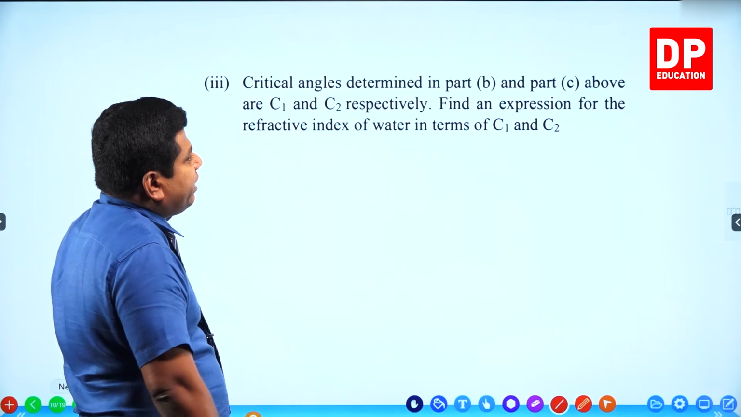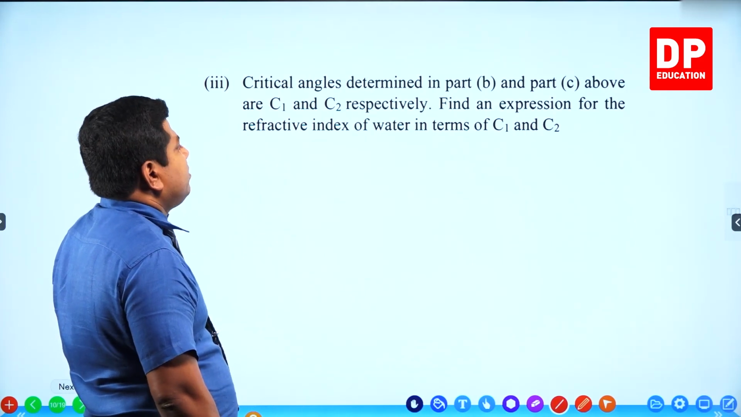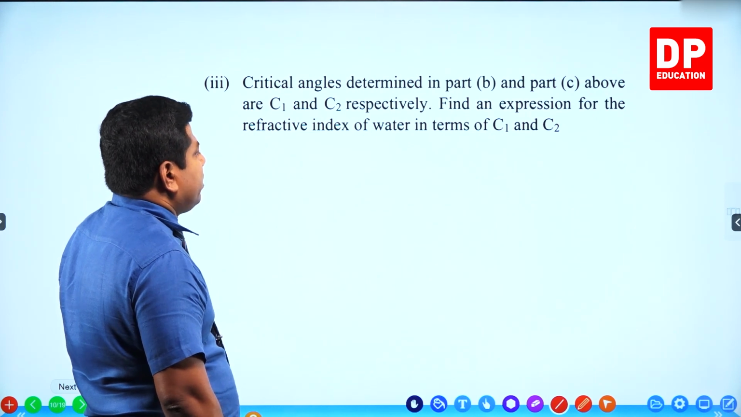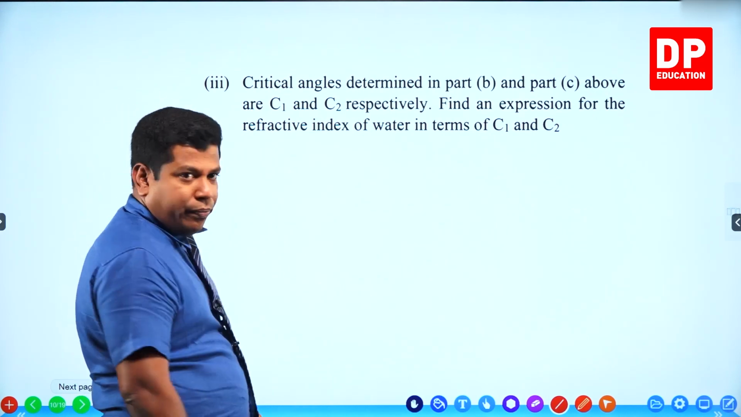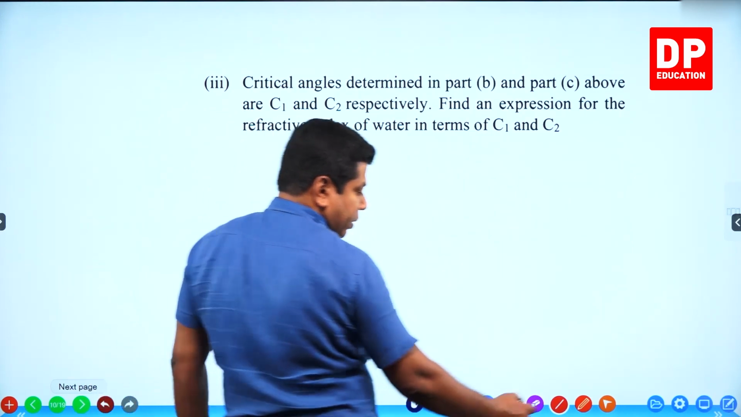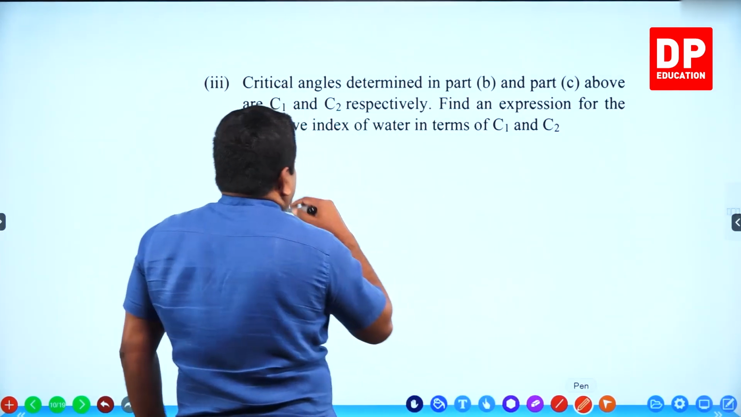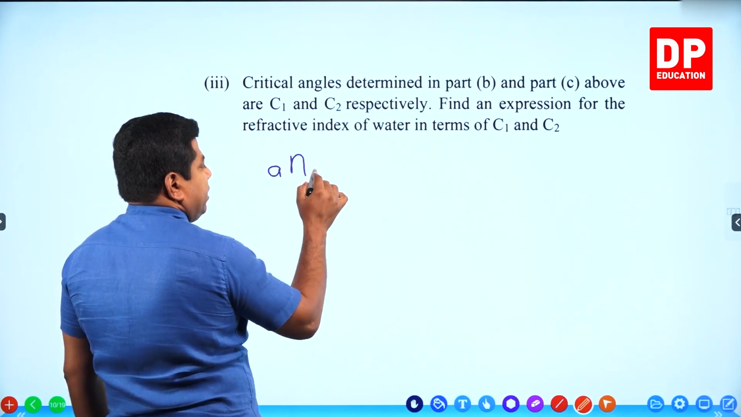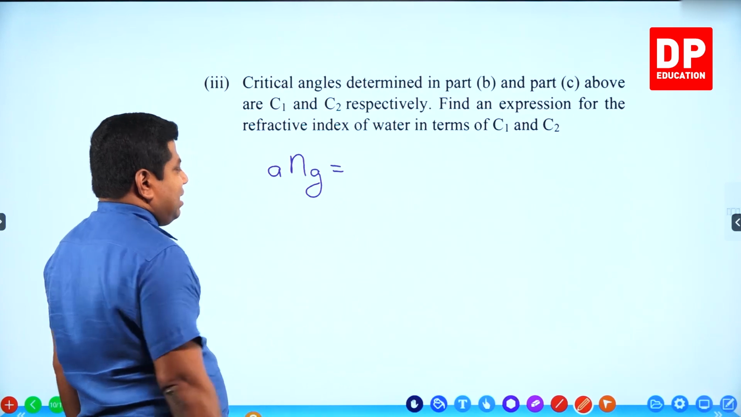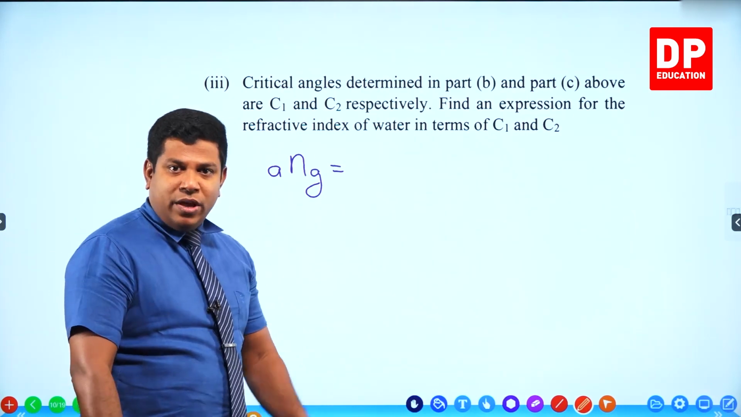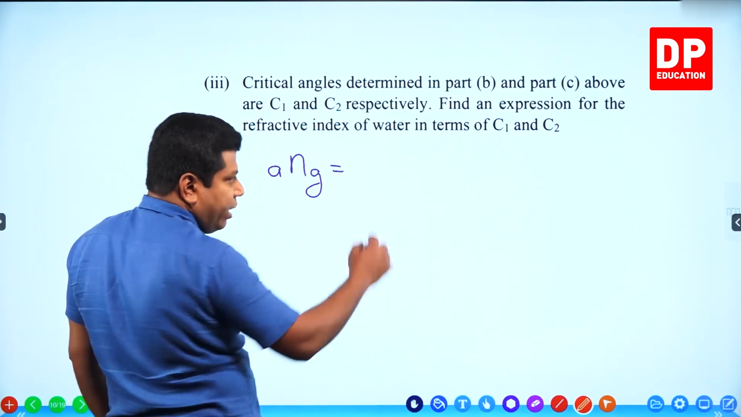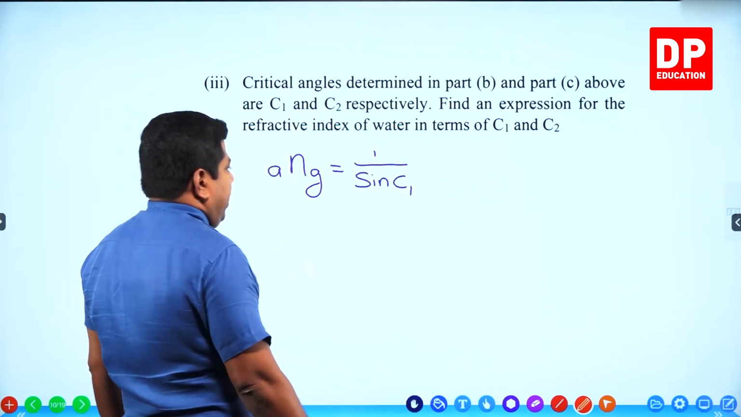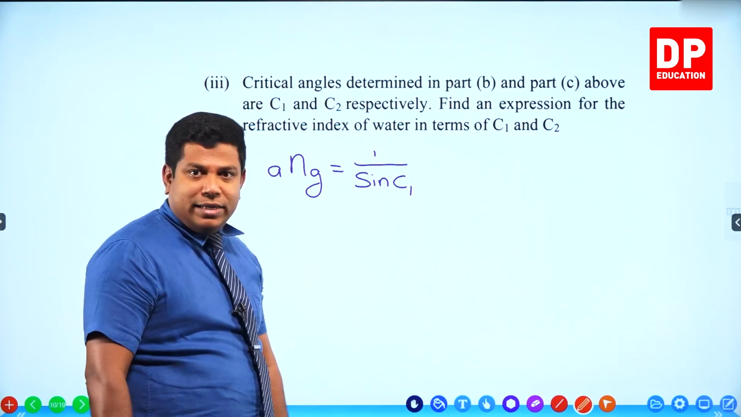Critical angles determined in part B and part C above are C1 and C2 respectively. Find an expression for the refractive index of water in terms of C1 and C2. See, for A and G, that means glass's refractive index with respect to air, I can say 1 over sine C1. A and G is equal to 1 over sine C1.